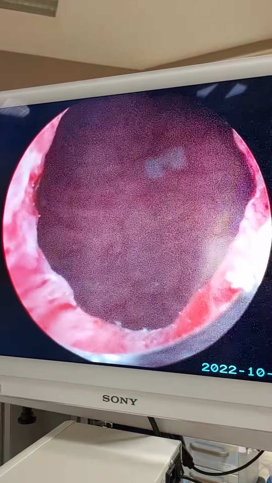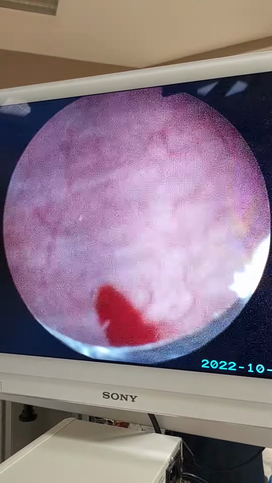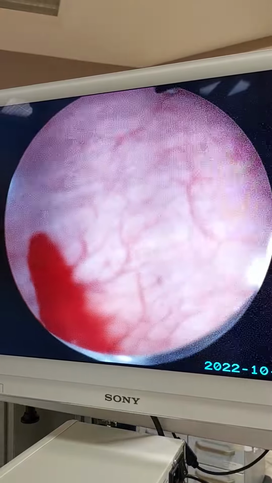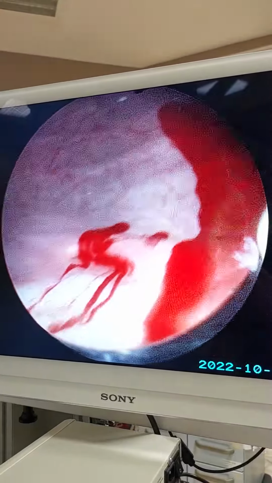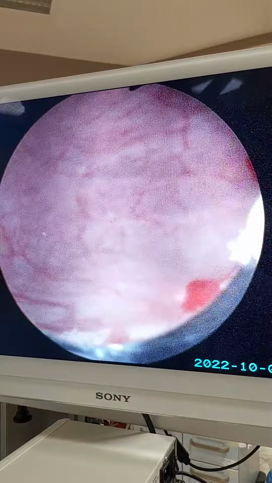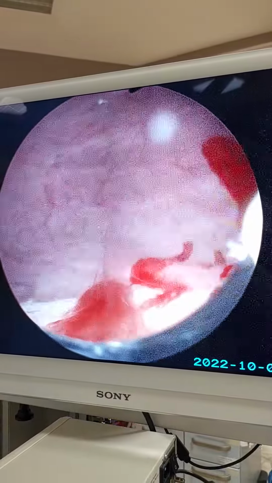It's nice, and now I will resect the condylomas in the outside of the urethra. There are some little tiny bleedings.